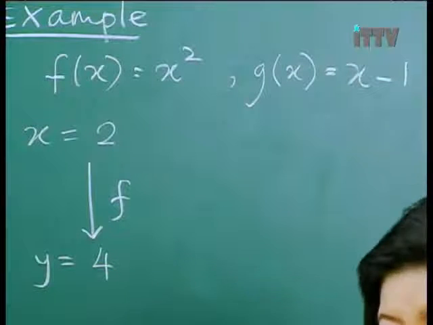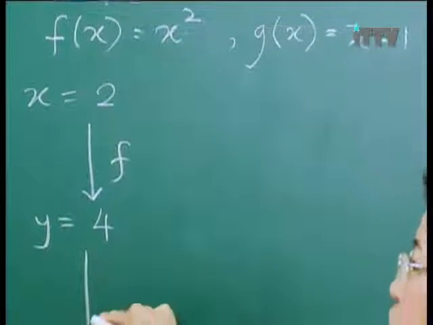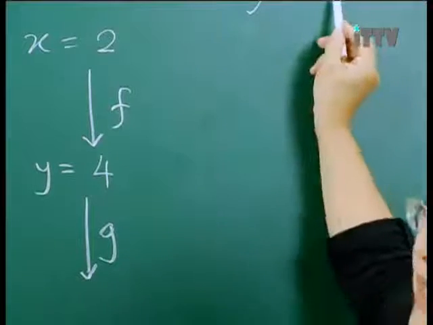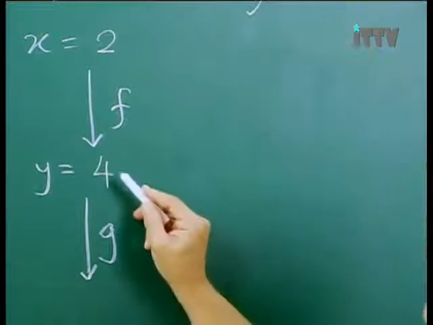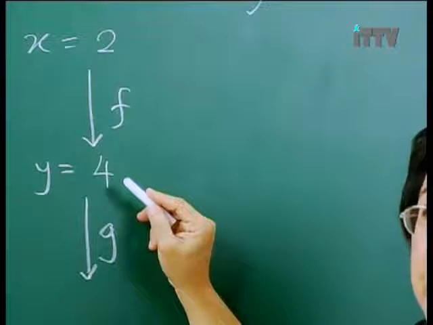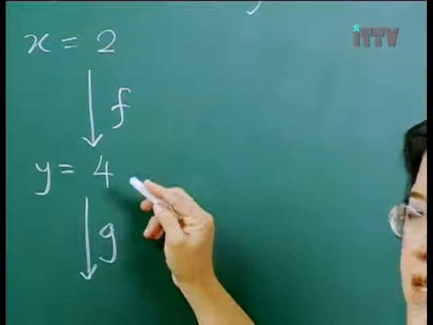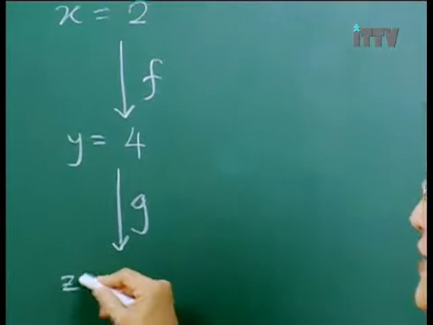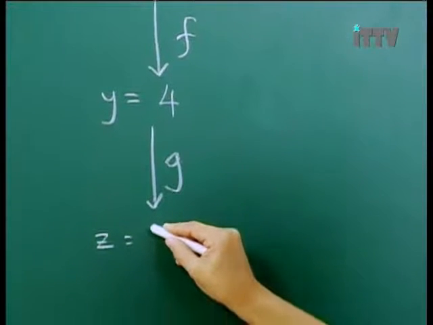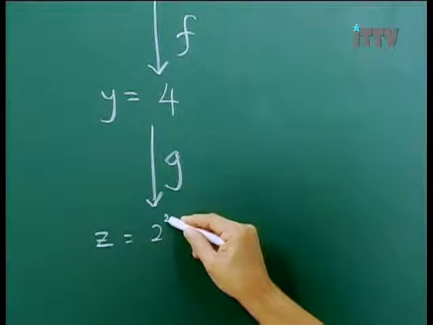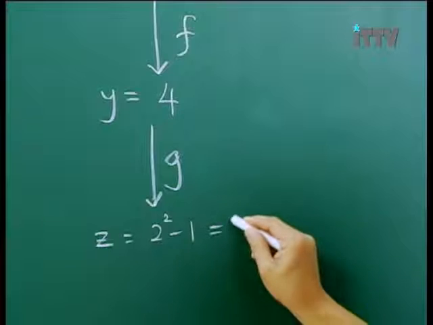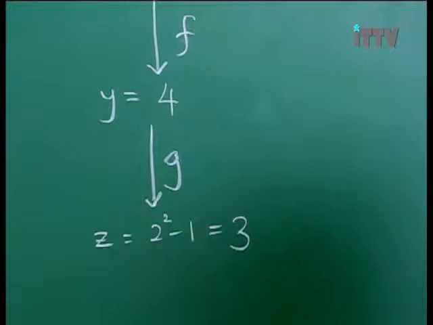And then, if we further applied the function of g, which is x minus 1, the value of 4 becomes that new value of x in the function. And so we have the z value obtained is 2 squared, which was our 4, minus 1, giving us the answer 3.